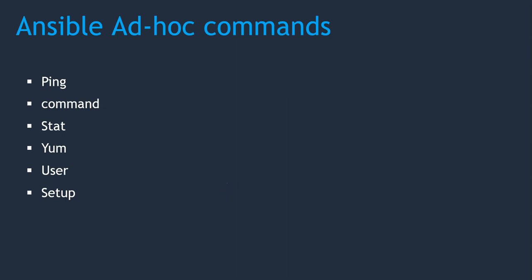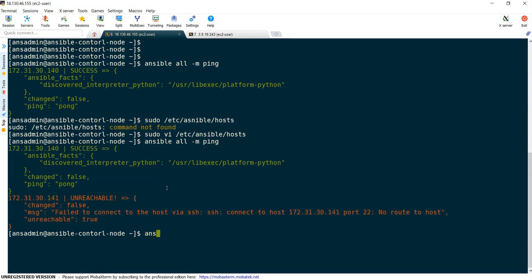Hello folks, welcome back. In the previous lecture we talked about how to execute ad hoc commands. We have seen the ping command. Now we are going to see the remaining commands. So let's execute the command module. Ansible all -m command. The module name is command.